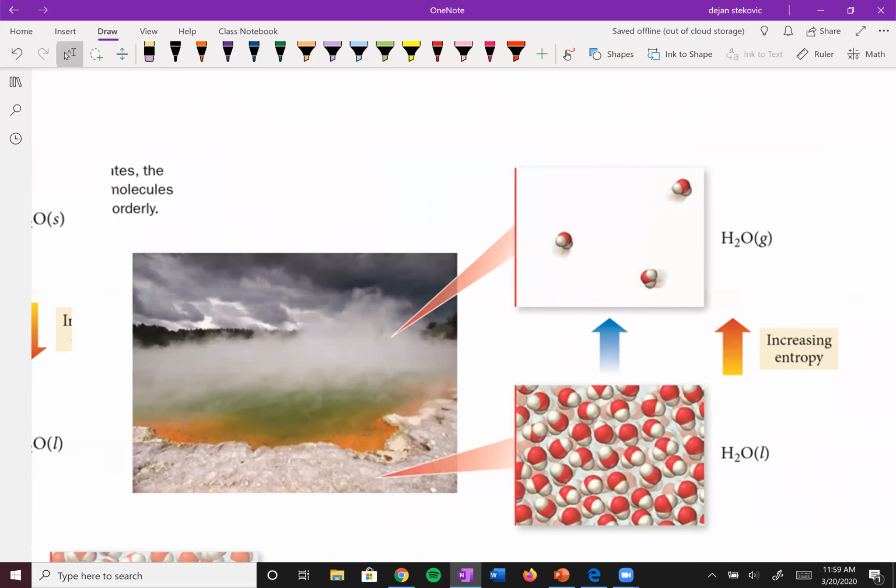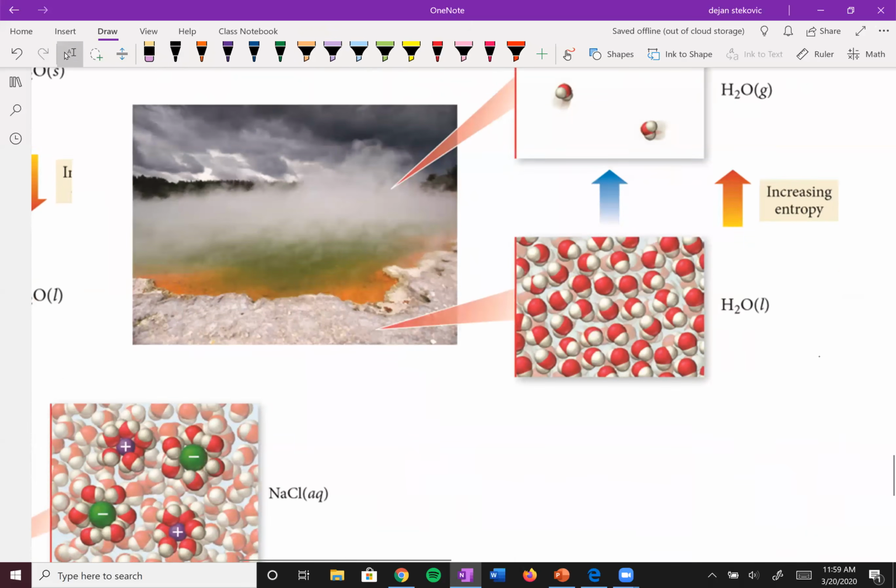Same thing for when we go from a liquid to a gas, we're increasing the amount of entropy here. We're dispersing our matter, dispersing our energy in a more wide area. So we're increasing the amount of entropy.